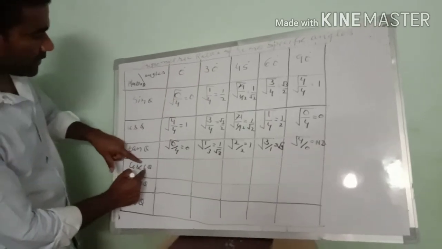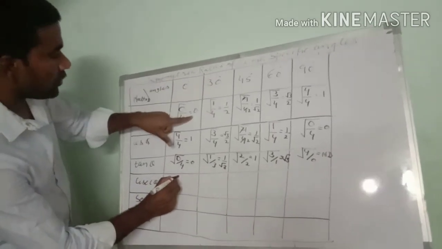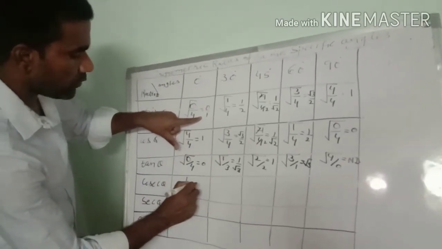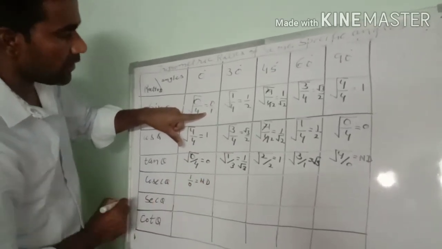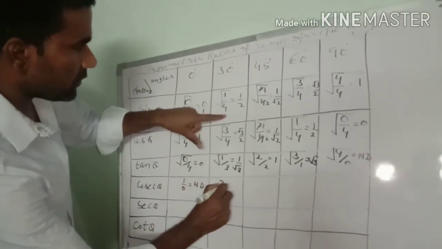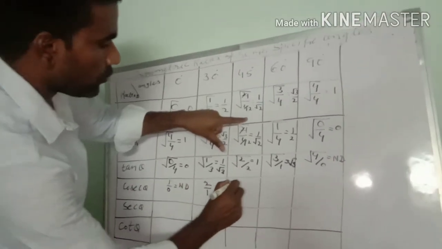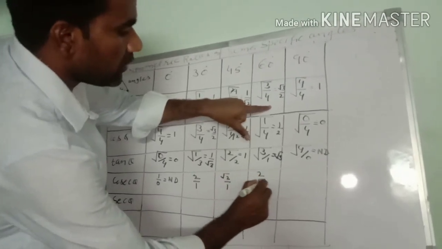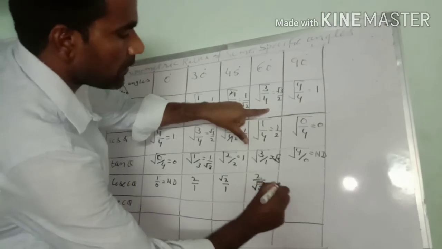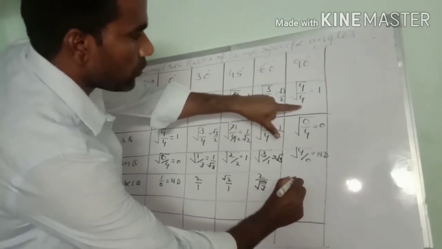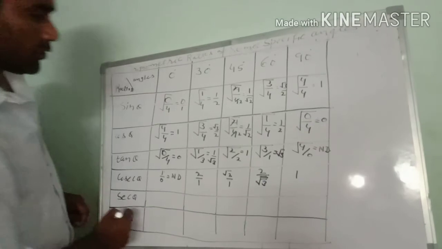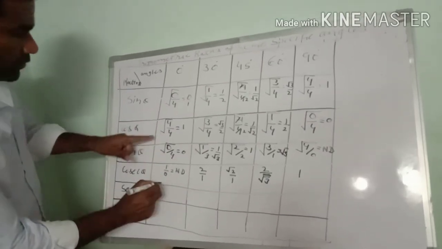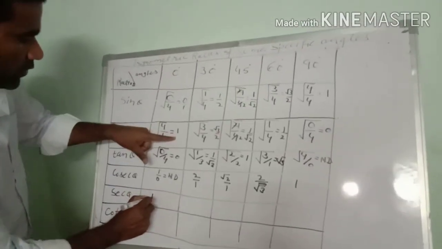It means sec 0 is here 1/1, it means 1. Then 2/√3 and √2/1 and 2/1 and 1/0, 1/0 it means not defined. And cosec theta is the reciprocal of sin theta, so this is the complete here. The reciprocal of 0/1 it means 1/0, not defined, and 2/1 and √2/1 and here 2/√3 and this is 1/1, it means 1.